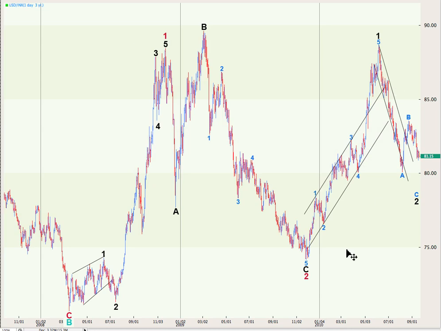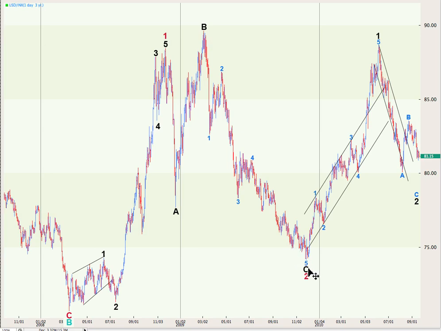This is all within a cycle degree wave C. We had 5 waves up for a primary wave 1, an expanded flat correction down for a primary wave 2, which is a typical textbook perfect expanded flat. Wave B is a 111% correction of A. The minimum requirement for an expanded flat is a 105% length of A, and that requirement's met here.